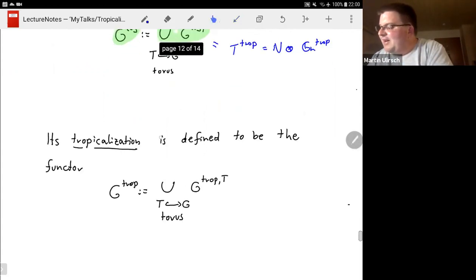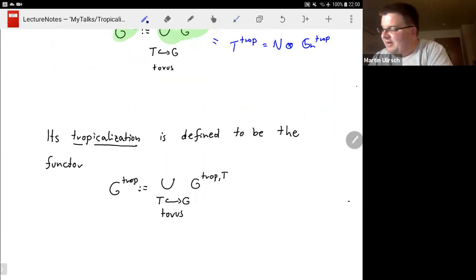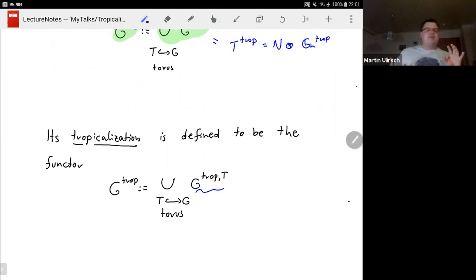So we can define the tropicalization as the union of these G trop T's that are glued the same way we have glued our Bruhat-Tits building slash Goldman-Iwahori type space. So in other words, you're looking at the space that we had before without having chosen a polyhedral structure on it.